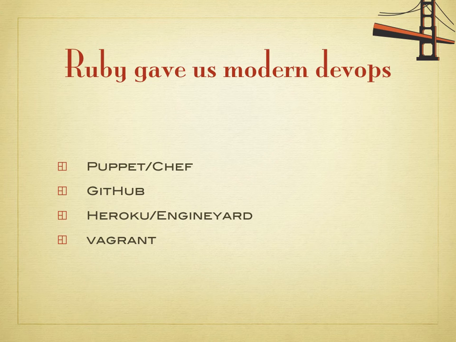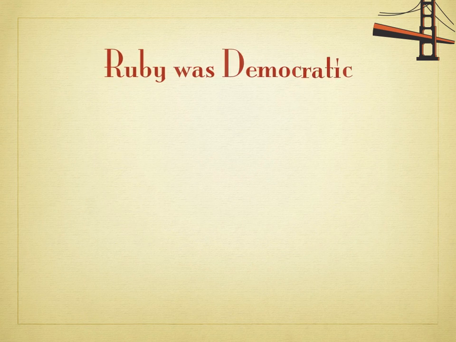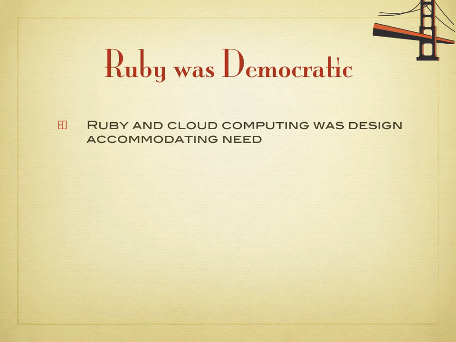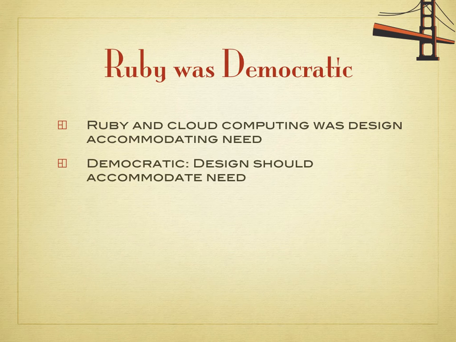Okay? All these things, we owe them. And through that democracy, Ruby and cloud computing were designed to accommodate their needs because of the inefficiencies in Mod Ruby. And through that, they represent that democratic thing, that design should accommodate needs. Ruby's success is related to that democratization.